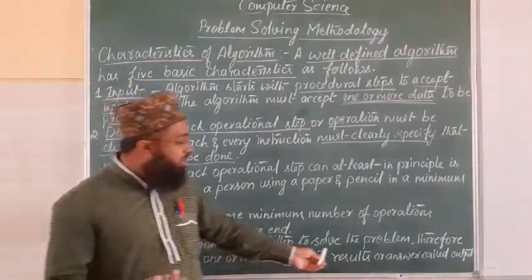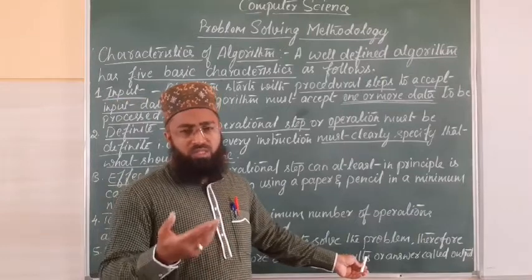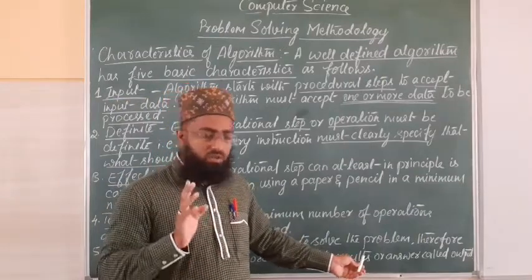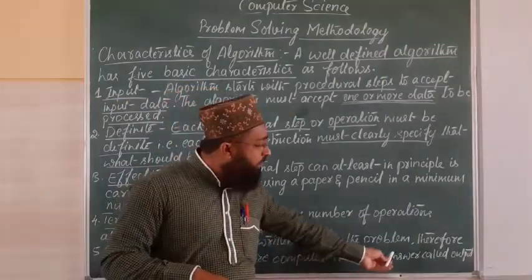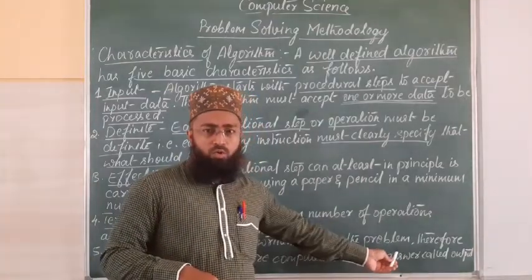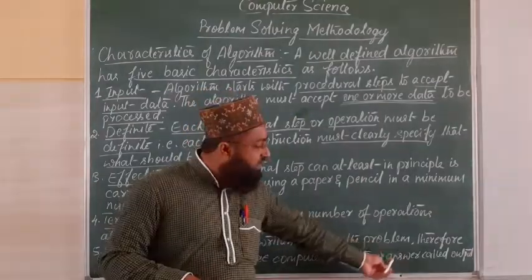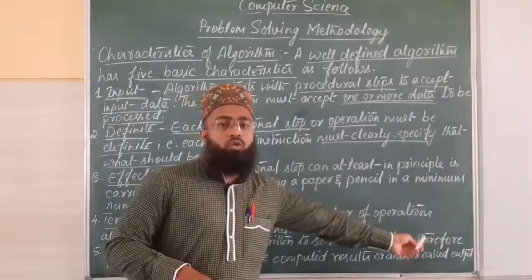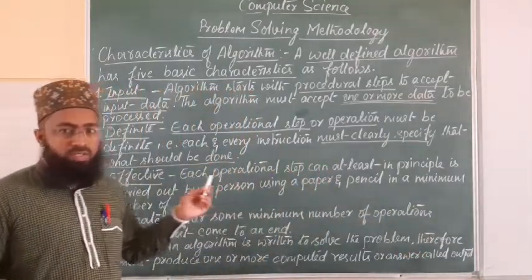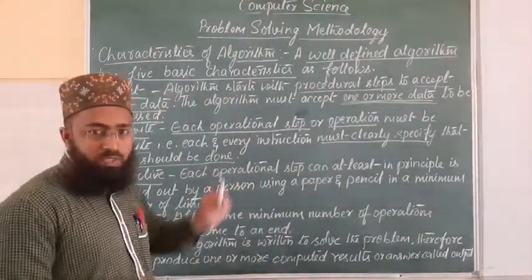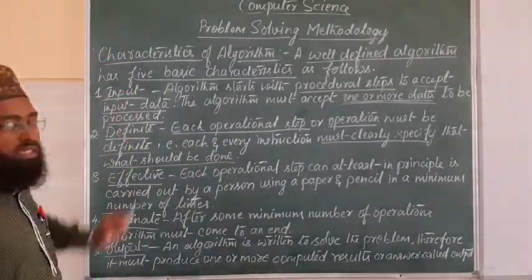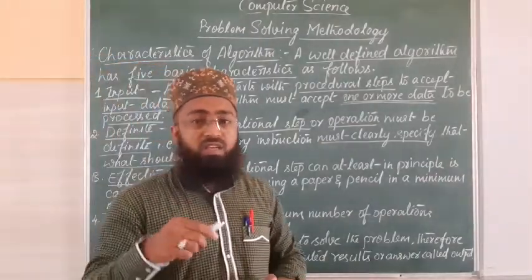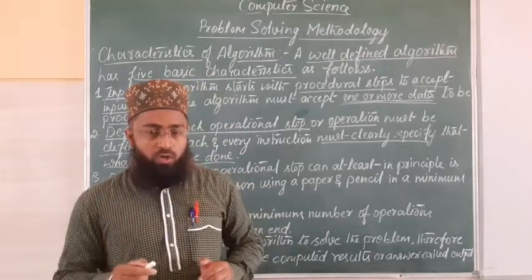It should produce one or more results. One or more means some result. At least one result or answer it has to give. Result and answer are the same word, and that result is called an output. Okay, hope you have understood. In short, now I am explaining all the 5 points. Input is the data which we give to solve the algorithm.